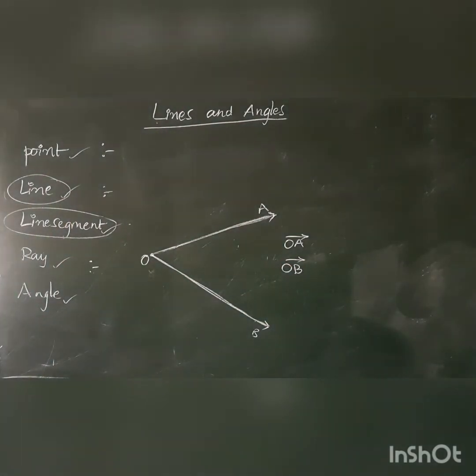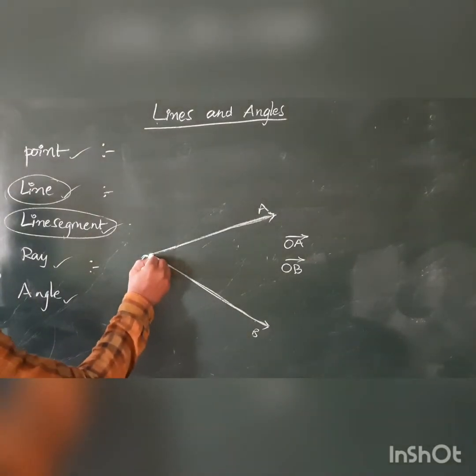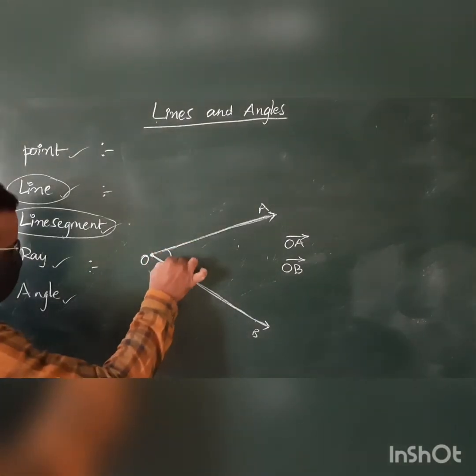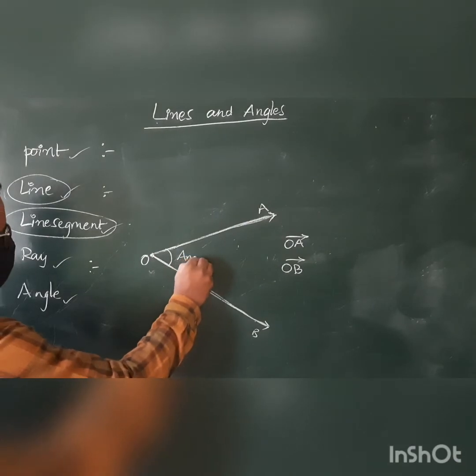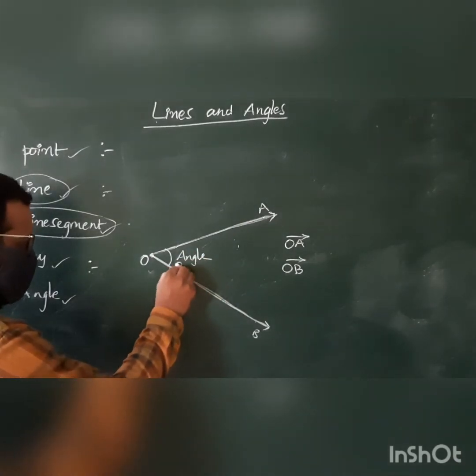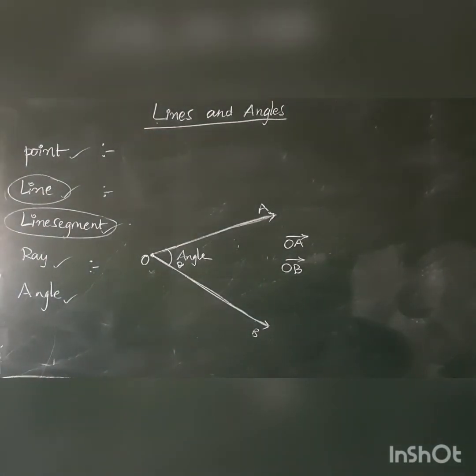And these two rays have a common vertex. What is the common vertex here? O. O is the common vertex. Two rays with a common vertex form an angle. This is called an angle, and it is represented with some symbol like this. Okay? Clear? Any doubt?